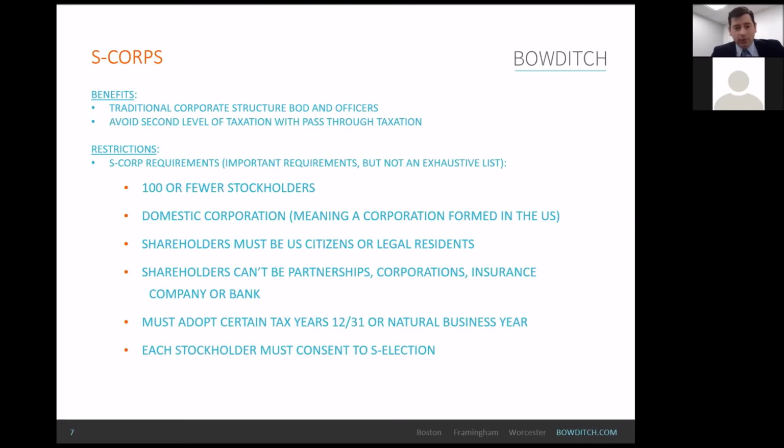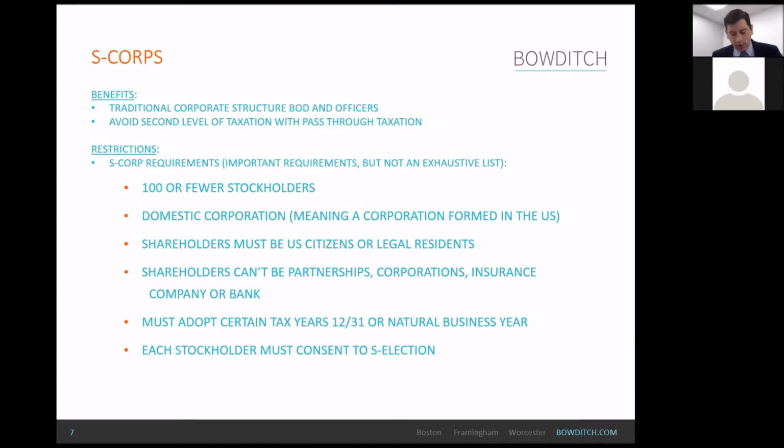which in a lot of ways makes sense because in order to make the initial S election, you have to have the sign off of all of your stockholders. So if you have more than 100, it's sort of unwieldy, and it'll be like wrangling cats to get their consent to make that initial S election anyway. So you're limited to 100 stockholders.